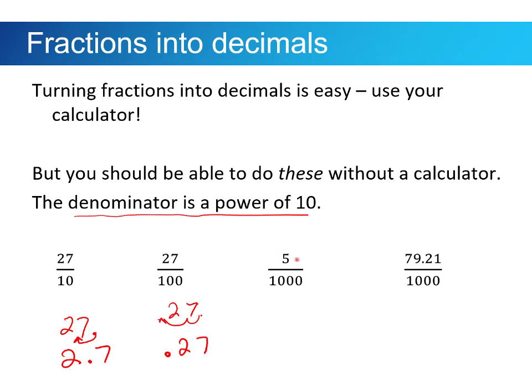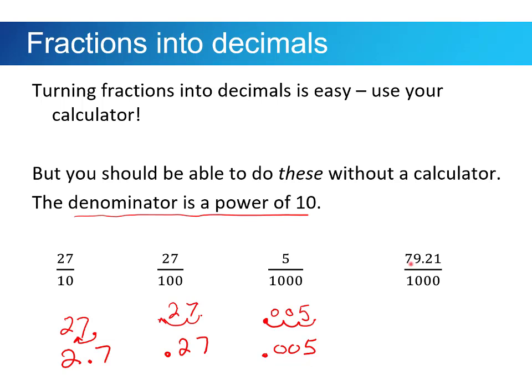What if I have 5 divided by 1,000? All right, there's 5, and I put the decimal point to the right. Now, 1,000 has 3 zeros, so I move to the left 3 places, 1, 2, 3. And there are some blank spaces, so I need to fill those in with zeros. So my answer is 0.005. That's the same as 5 thousandths.